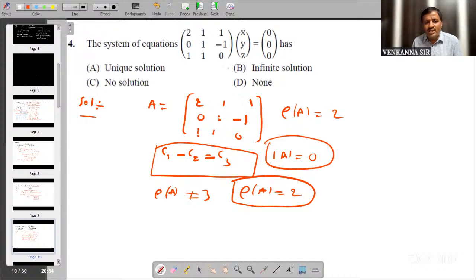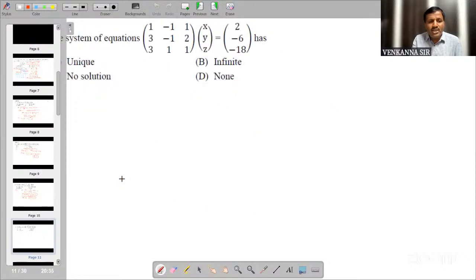What is the answer directly? Infinite number of non-trivial solutions. So this is clear to all of you. There is not much complexity. It is a direct, straight question. The only thing we have to identify is whether it is a homogeneous or non-homogeneous system of equations, right? Let us go to our next question here.